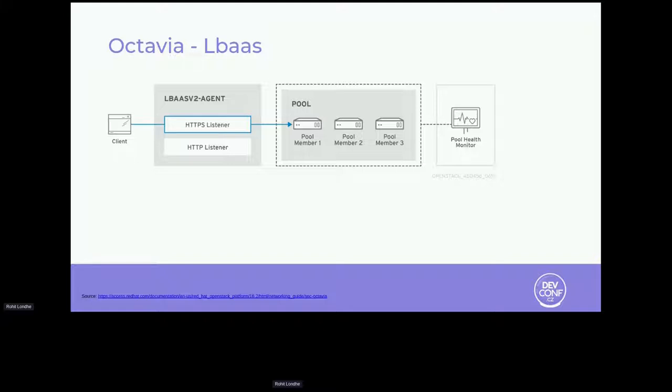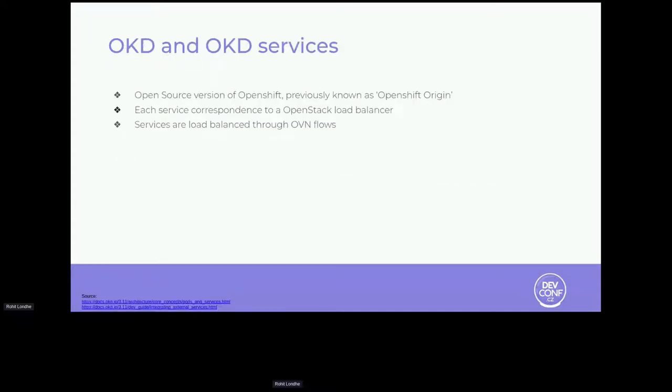So this was all about the basic Octavia architecture diagram. Next, we'll move towards the next terminology, called OKD. OKD is the Open Community Distribution of OpenShift. Many of you might already know this. It was previously called OpenShift Origin, but then it was renamed to OKD. So everything is the same for OKD and OpenShift.